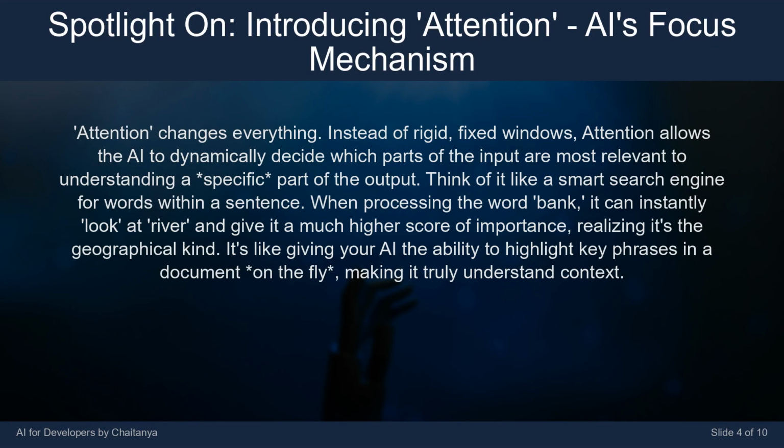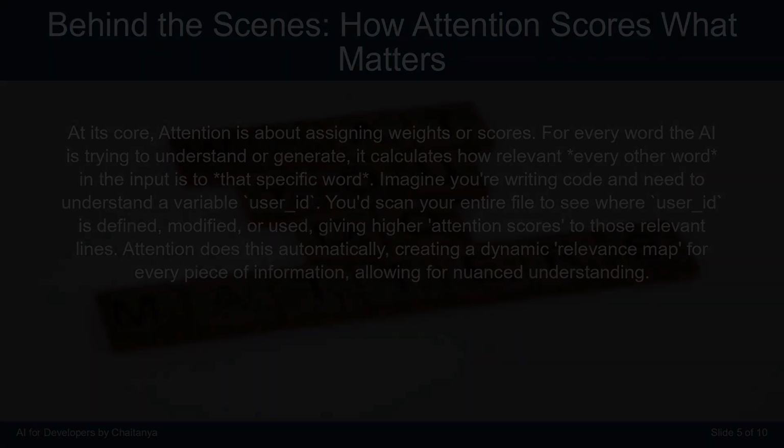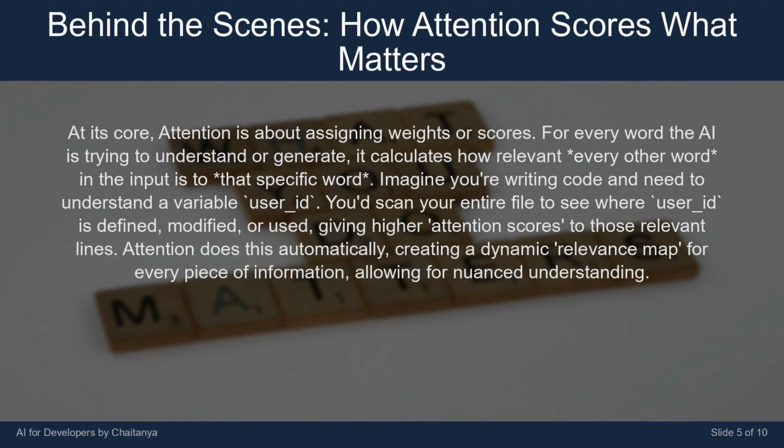Attention changes everything. Instead of rigid, fixed windows, attention allows the AI to dynamically decide which parts of the input are most relevant to understanding a specific part of the output. Think of it like a smart search engine for words within a sentence. When processing the word "bank," it can instantly look at "river" and give it a much higher score of importance, realizing it's the geographical kind. It's like giving your AI the ability to highlight key phrases in a document on the fly, making it truly understand context. At its core, attention is about assigning weights or scores.